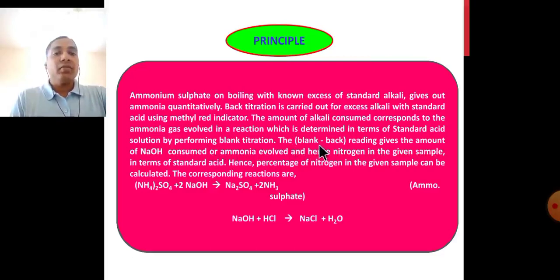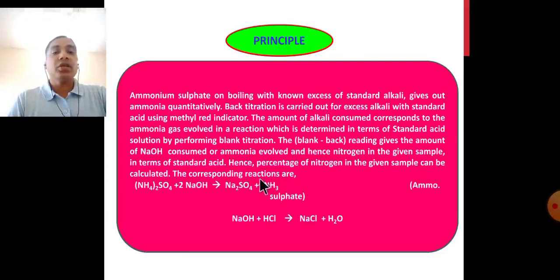The blank minus back reading gives the amount of NaOH consumed, or ammonia evolved, and hence the nitrogen in the given sample in terms of standard acid. Hence the percentage of nitrogen in the given sample can be calculated.